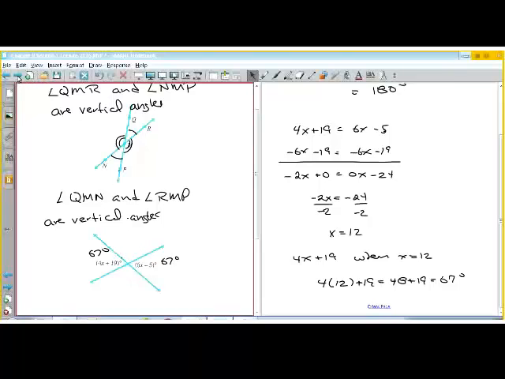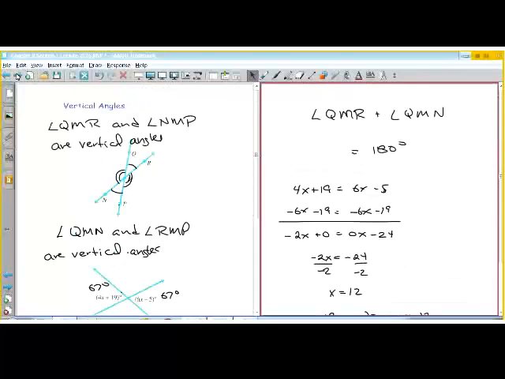The small angle plus the big angle equals 180 degrees. So you don't even have to memorize equations, just think about it: small equals small, big equals big, small plus big equals 180.